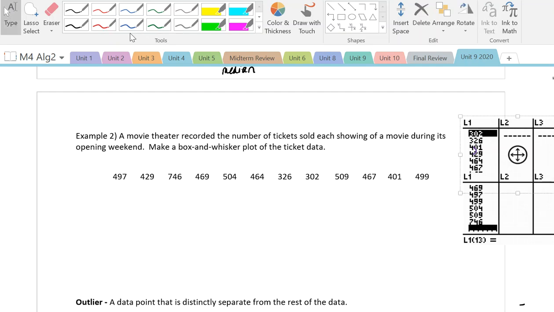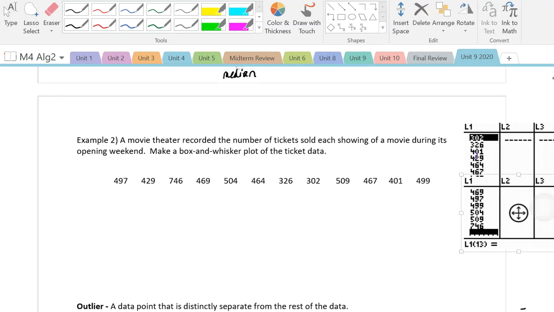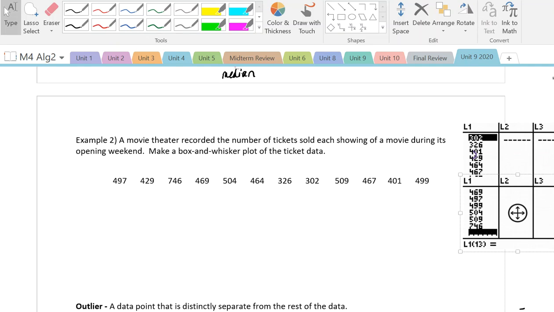When I want to find the median, I'm going to take a look at the median. I have an even number of values here, so my median is going to be the average of these two middle numbers.